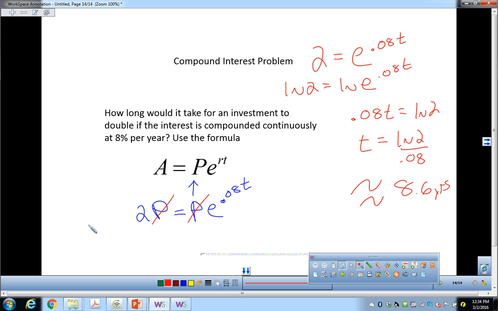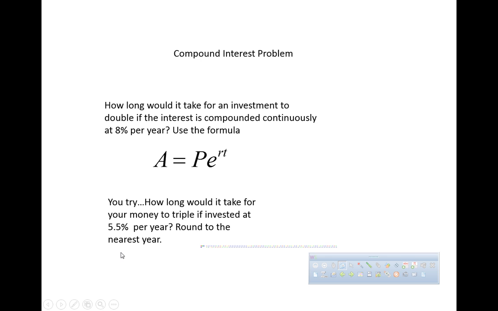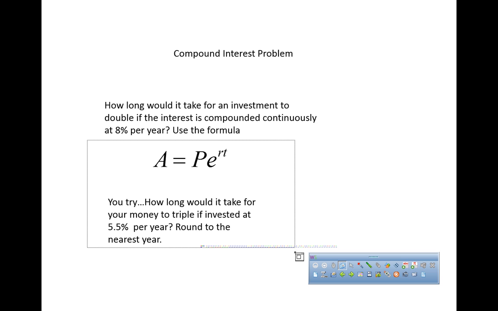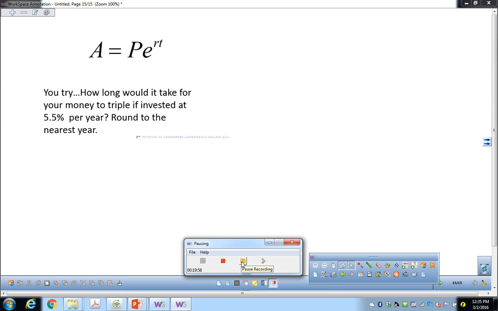Do you understand that problem? Questions? Okay, so you try. Ready to try one? Last problem. How long would it take for you to triple your investment if invested at 25% per year? Round to the nearest year. That's all. You can do that, right?